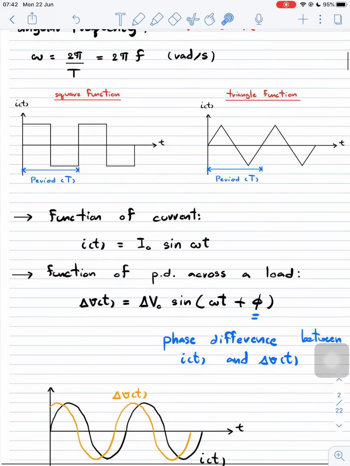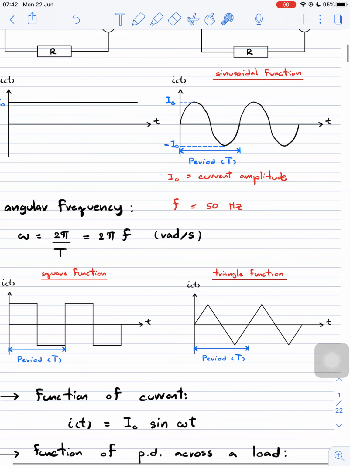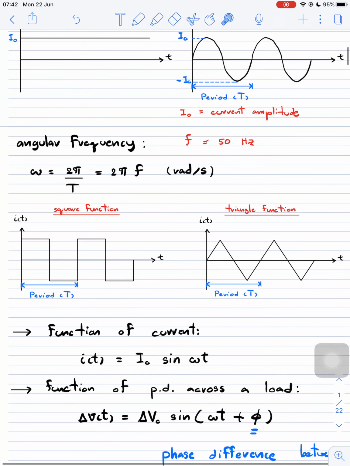Okay. But in this chapter, we just want to consider only the sinusoidal function here. So that's going to be the main objective of this chapter. But what happens if we have the square function and the triangle function?